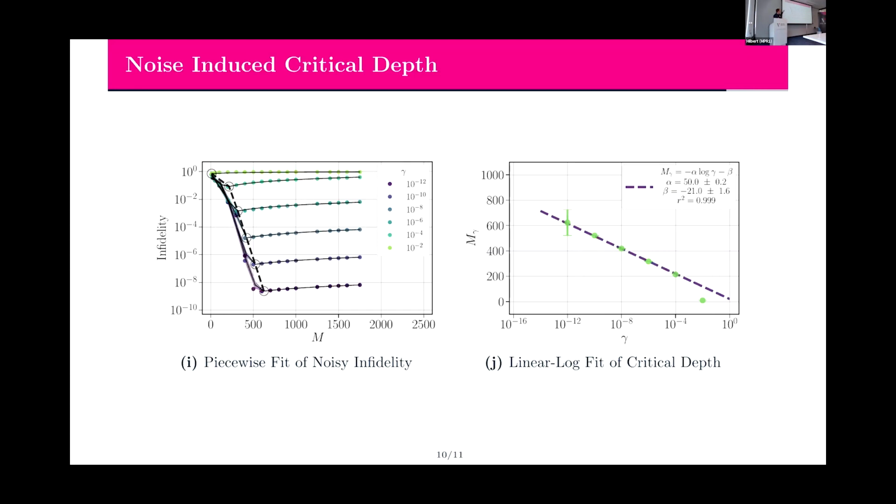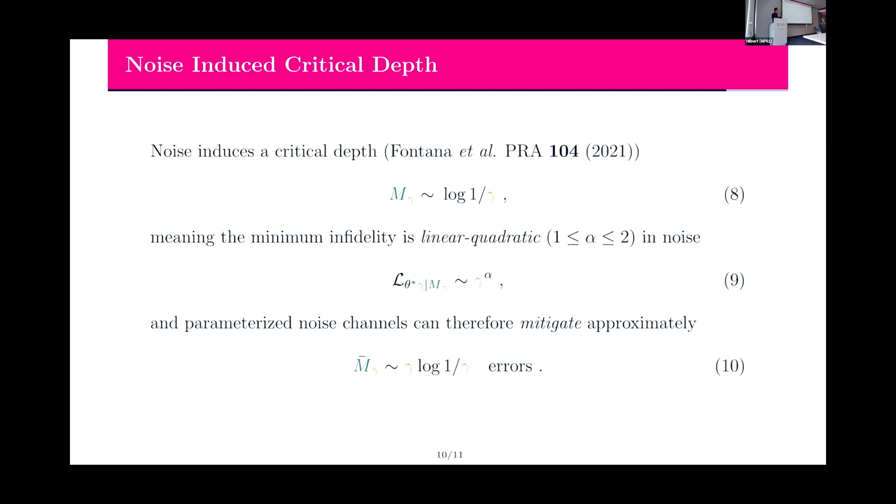So we can do these piecewise fits of these curves of fidelity versus depth, and we can try and locate these critical depths. And we see a pretty clear logarithmic dependence between this critical depth that's induced by the noise and the amount of noise in the system. And we don't think this specific logarithmic relationship has been observed before. So it's interesting to wonder, why is this the case?